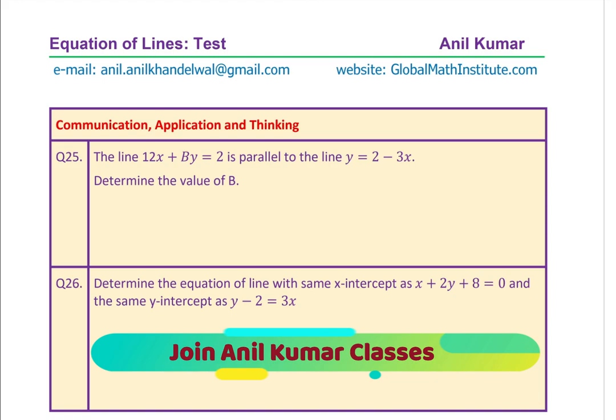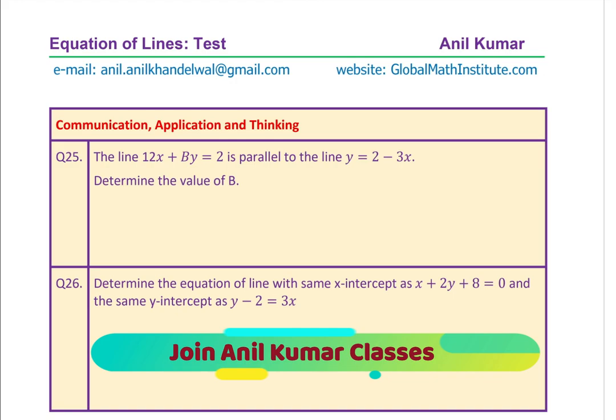Question 25 and 26. Now these are application and thinking questions. You may need to write explanation for your answers for getting full marks. Question 25. The line 12x plus by equals to 2 is parallel to the line y equals to 2 minus 3x. Determine the value of b. So parallel lines have same slope. That should help you to answer this question.